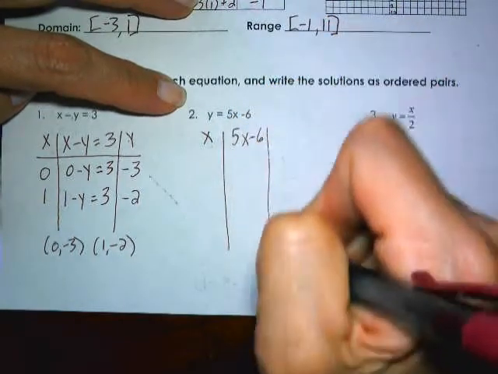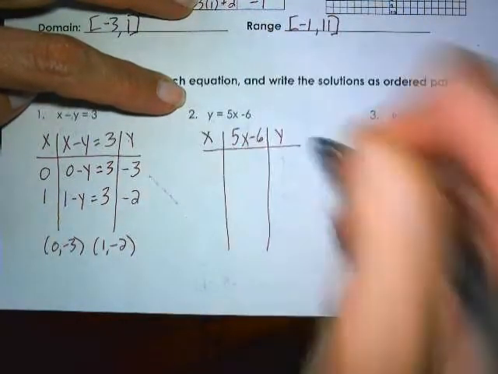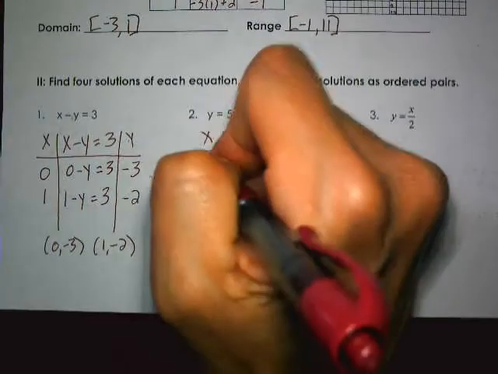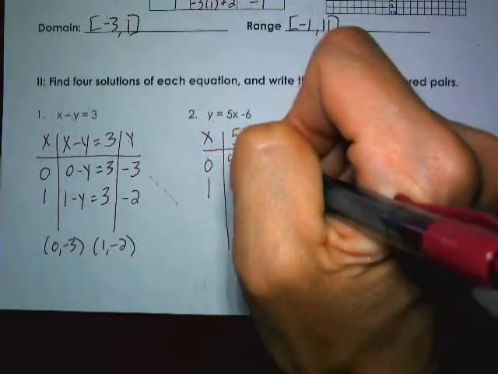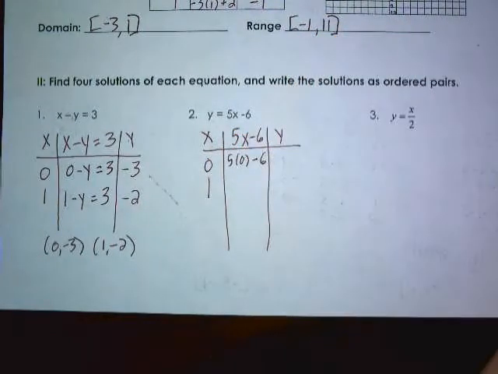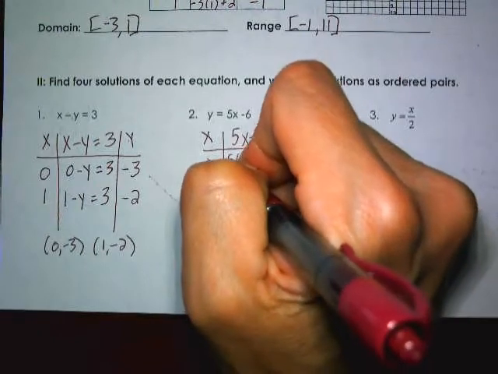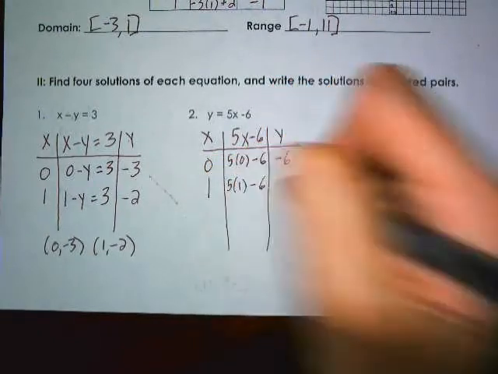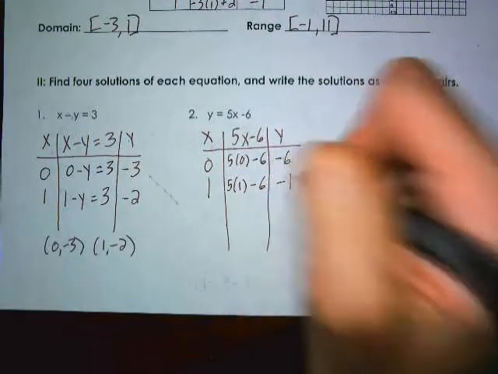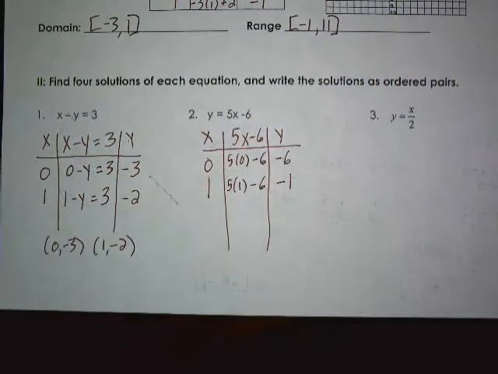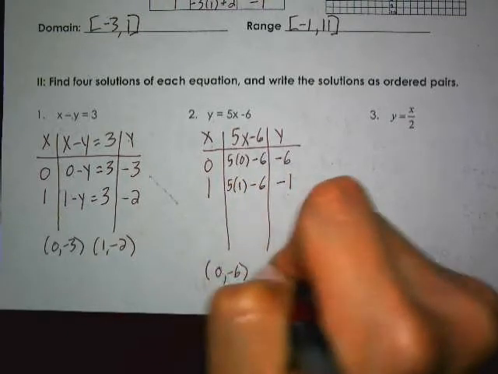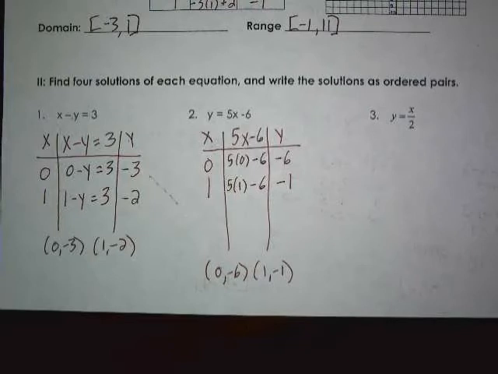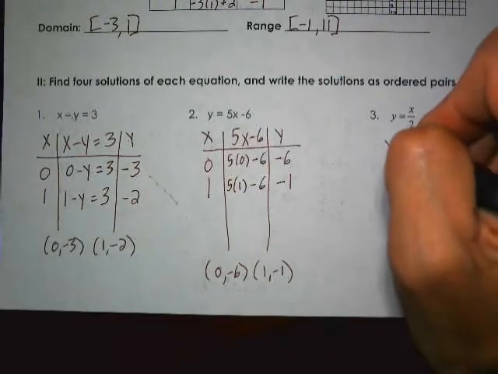I'm going to set up my table. Didn't leave a lot of room there. All right, I'm going to go 0 and 1 again. So 5 times 0 minus 6 gives us -6. 5 times 1 minus 6 gives us -1. So 2 coordinate pairs from that would be 0, -6, and 1, -1. And again, you can put in any values that you want.